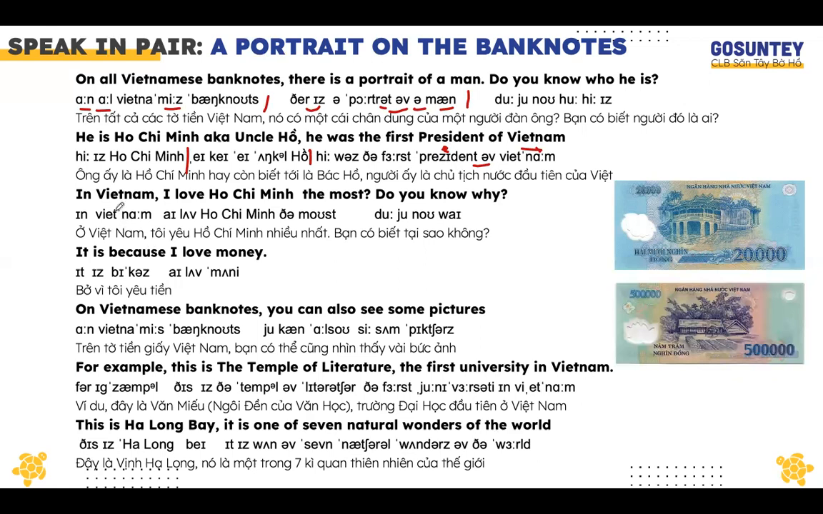In Vietnam, I love Ho Chi Minh the most. Do you know why? It is because I love money.